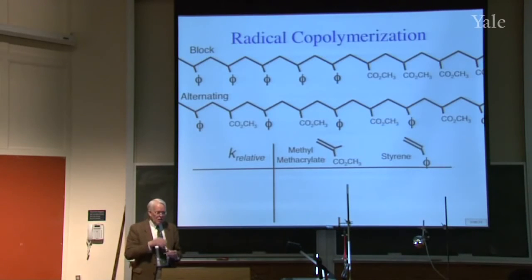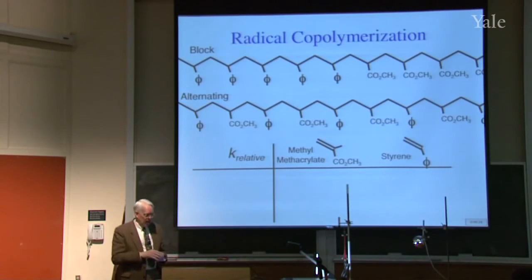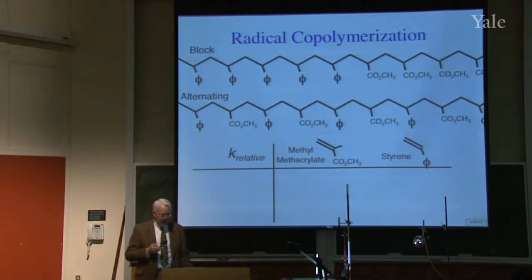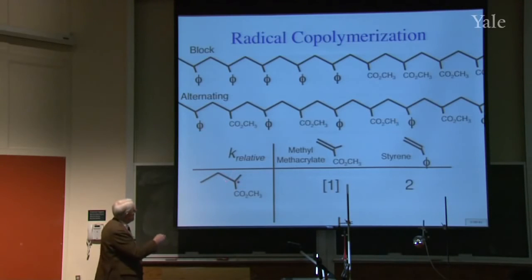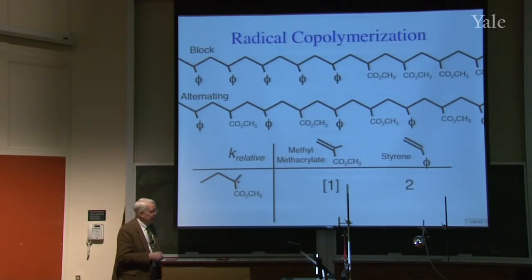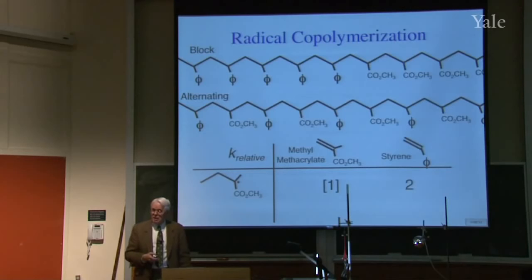And the reason you can do it is because of the rates of adding different radicals to the alkenes. So if you have that particular radical at the end of the chain, right, it adds to styrene faster than it adds to methyl methacrylate. This unit here was methyl methacrylate that added to a radical there. So now it's at the end of the chain, and it would prefer by a factor of 2 to 1 to react with styrene rather than with its own kind, right?